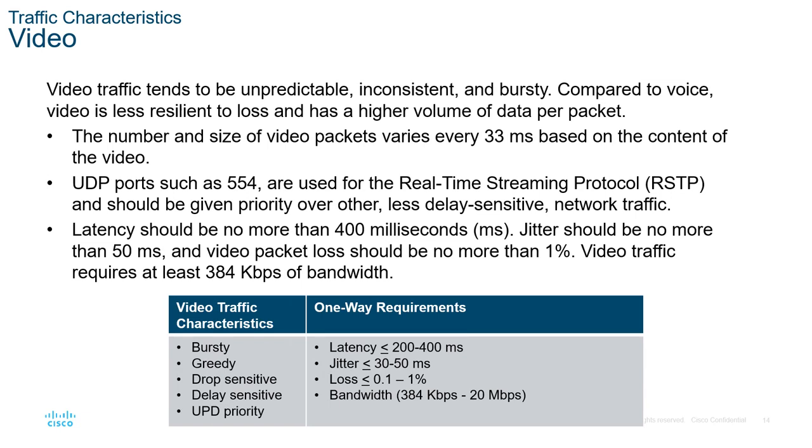With video, the traffic can be bursty, though the characteristic is that it's very greedy in bandwidth. It also is drop and delay sensitive, and it also has a certain level of priority. Normally, video will use a UDP port such as 554. This is the Real-Time Streaming Protocol, RTSP. Latency should be less than 400 milliseconds. Jitter can be between 30 and 50 milliseconds. Loss could be a lot more than voice, between 0.1 and 1% or less. You'll notice that bandwidth is drastically increased. Bandwidth is going to be per instance 384 kilobits per second through 20 megabits, but it really just depends. If you're trying to stream an HD video, bandwidth consumption is going to be more. If you're trying to stream a 4K video, bandwidth is going to be greatly increased.